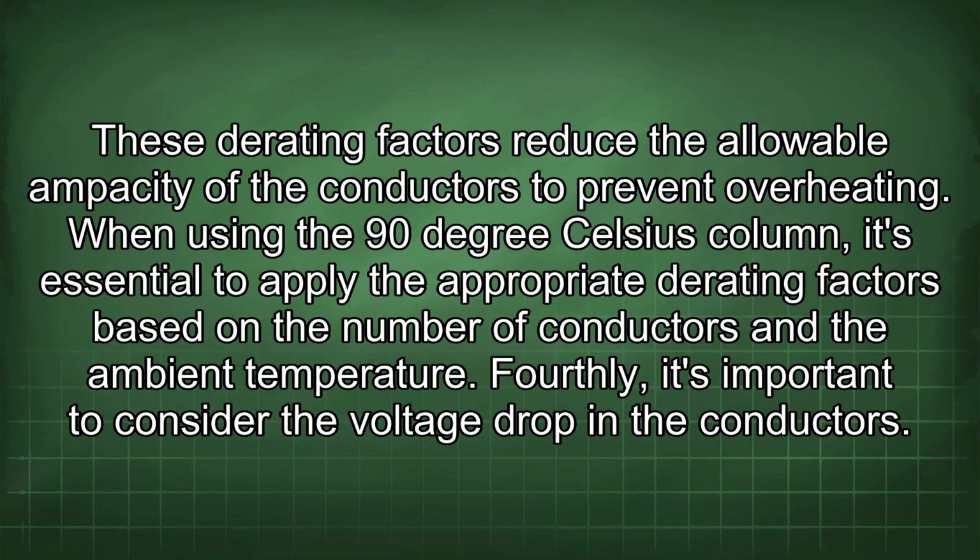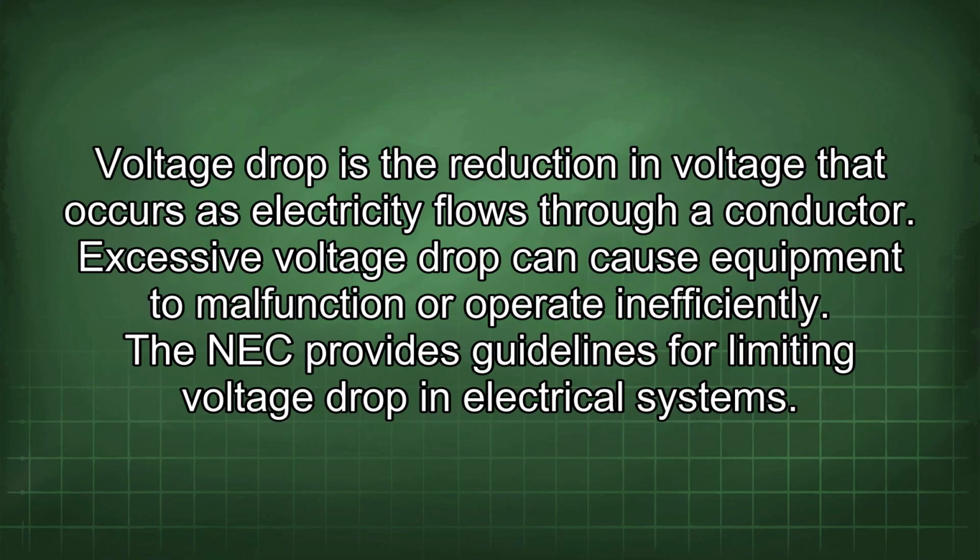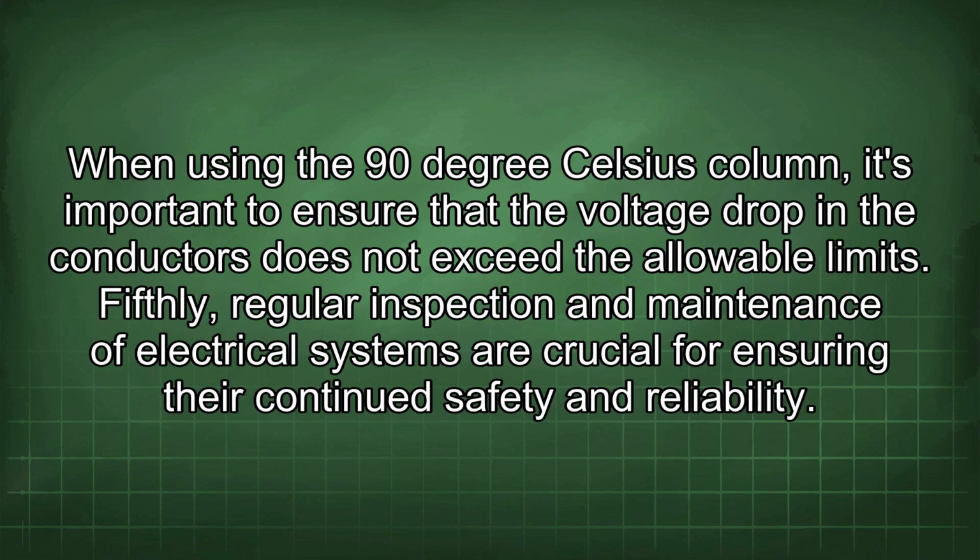Fourthly, it's important to consider the voltage drop in the conductors. Voltage drop is the reduction in voltage that occurs as electricity flows through a conductor. Excessive voltage drop can cause equipment to malfunction or operate inefficiently. The NEC provides guidelines for limiting voltage drop in electrical systems. When using the 90 degrees Celsius column, it's important to ensure that the voltage drop in the conductors does not exceed the allowable limits.